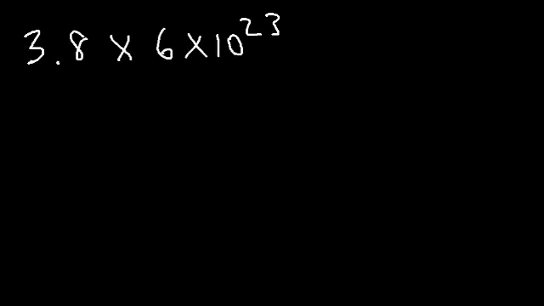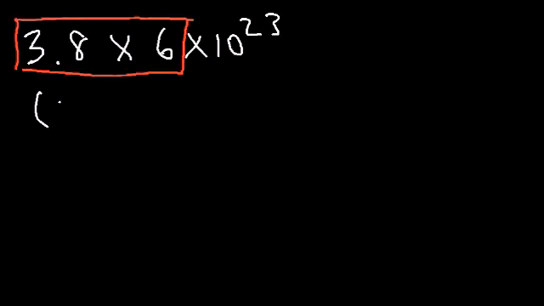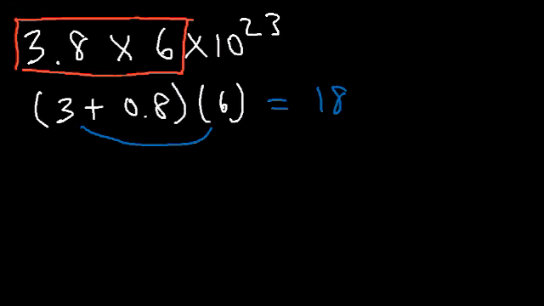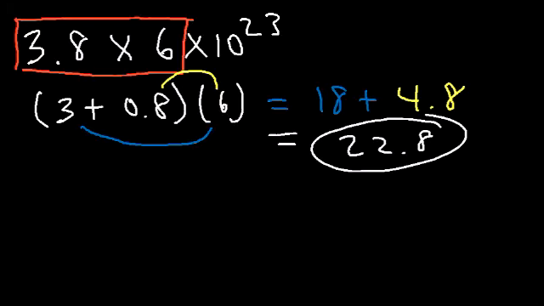The first thing we need to worry about is these two numbers. Let's ignore the 10 to the 23. Let's find out what 3.8 times 6 is. So 3.8 is the same as 3 plus 0.8. And if we distribute, 6 times 3, well, that's 18. And 0.8 times 6: if 6 times 8 is 48, then something that's less than 8, 0.8 times 6 must be 4.8. And so 18 plus 4.8 is 22.8. You want to get to a point where you can do this in your head, because it's going to save you time. And so what we now have is 22.8 times 10 to the 23rd.